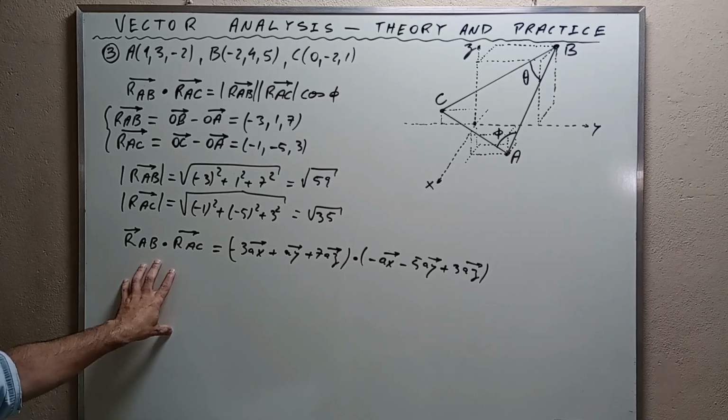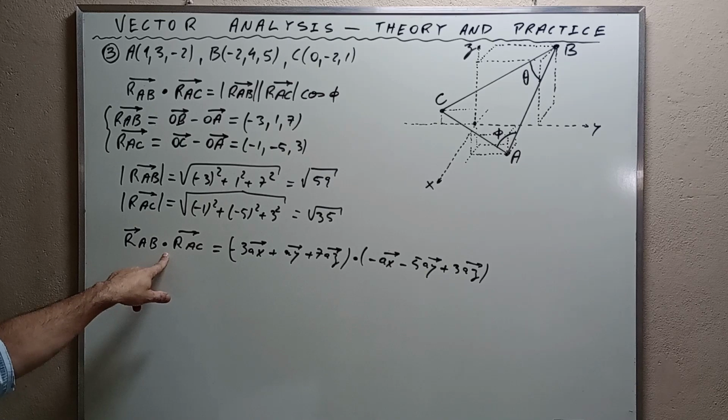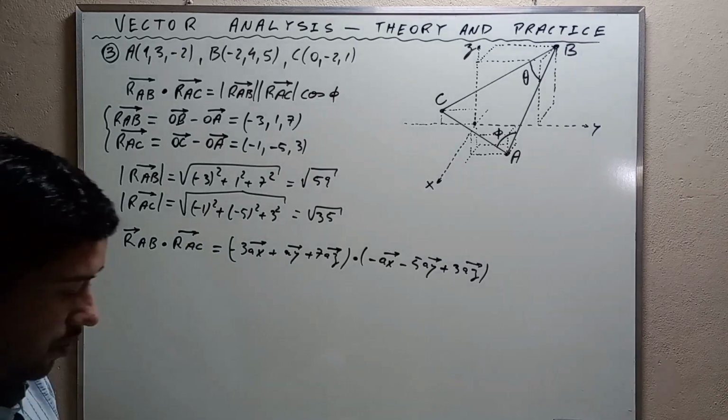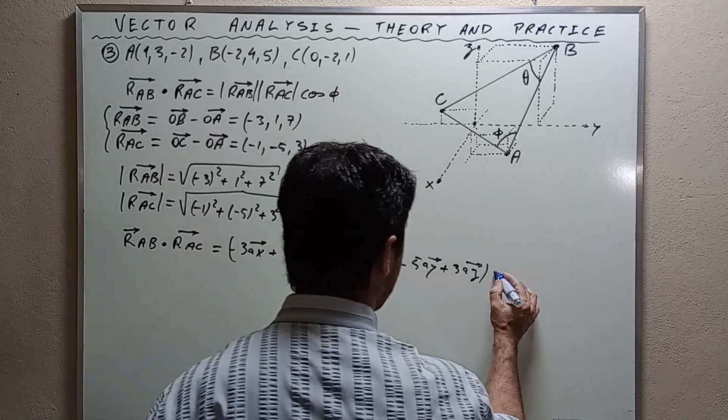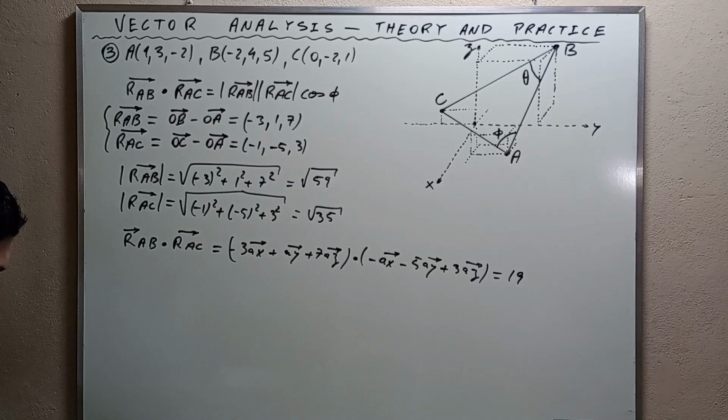Both the dot and the cross products are products. They are multiplications. The difference is that the result of a dot product is a number, while the result of the cross product is a vector. And if we compute this, we find 19. We have everything now.